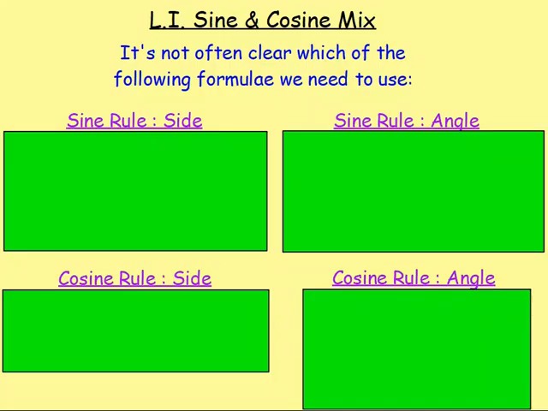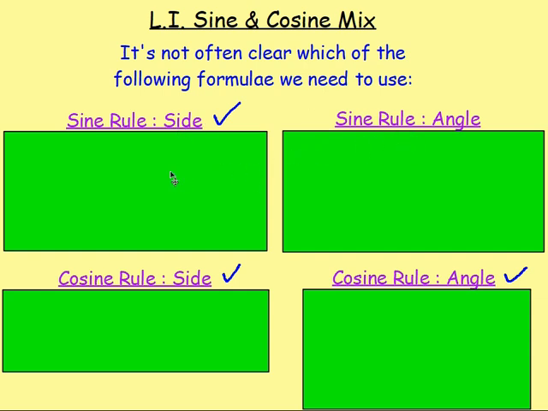And in the exam you are given three formulas. You are given the sine rule to work out the length of a side, you are given the cosine rule to work out the length of a side, and you're also given the cosine rule to work out the size of an angle. And you have to decide which formula you use. You're not given the sine rule to work out the size of an angle, but if you know the side, it's dead easy to work this out.